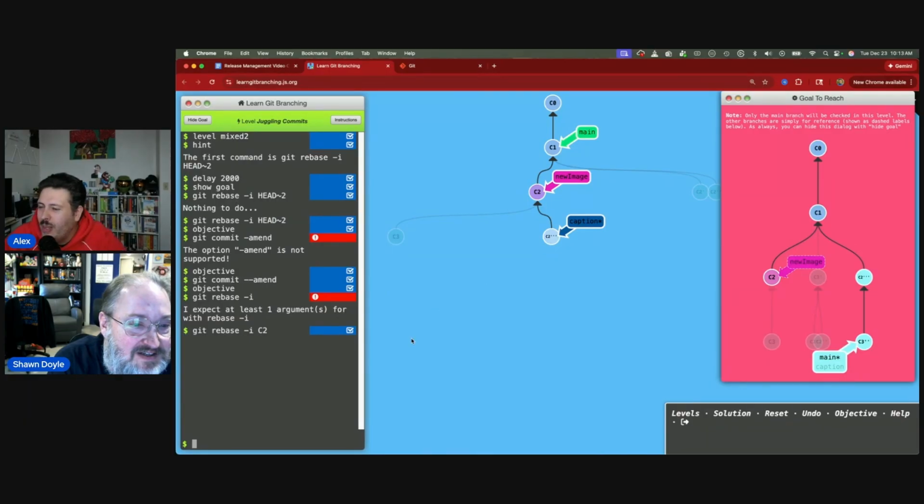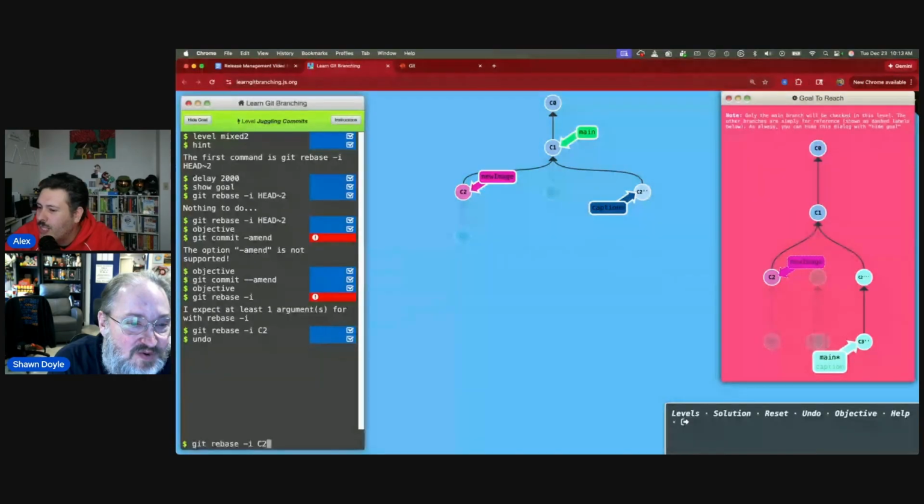Oh, you know what it probably was? Because I did C2, but I don't want C2. Yeah, so wait. There's an undo. Okay. So do I want C2 dash this one, no? No commits to rebase.